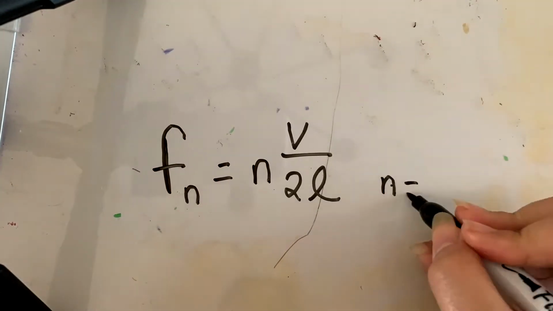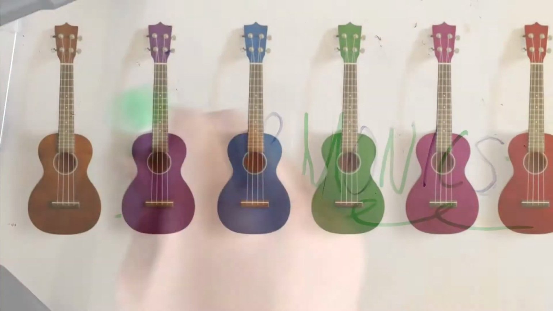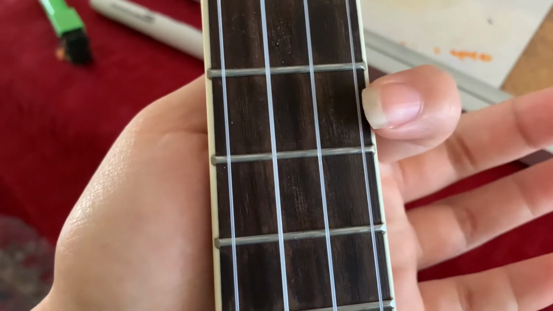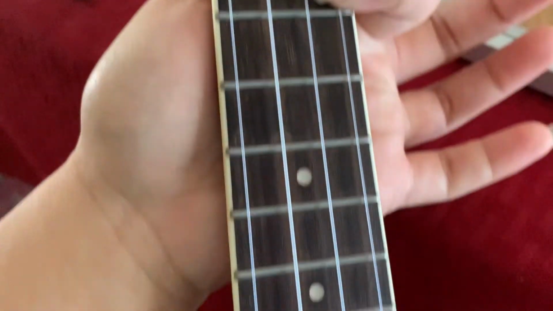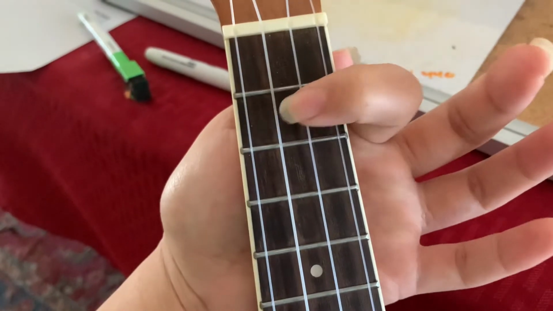The equation to find all the frequencies is frequency equals N times V over 2L, where N equals 1 to 3 and refers to the harmonics. This equation can be used for all string instruments. Let me place my finger here on the string. What happens here is that the length of the vibrating string is now shortened. The frequency becomes higher now since the wavelength becomes shorter.